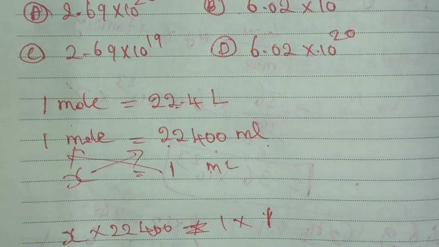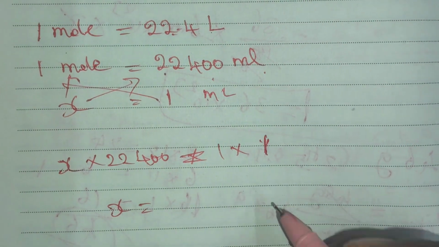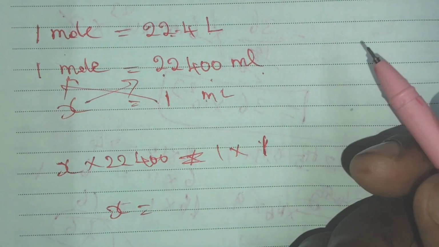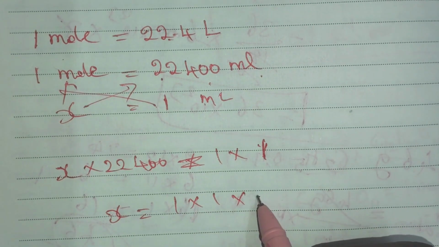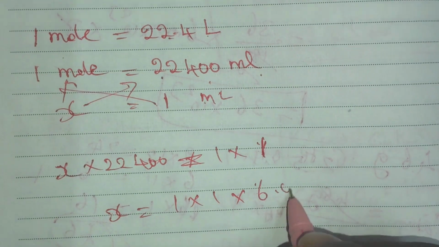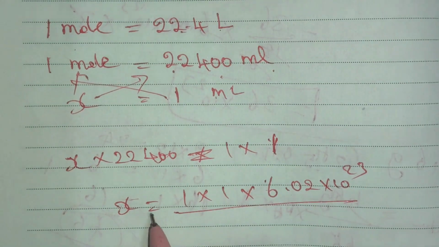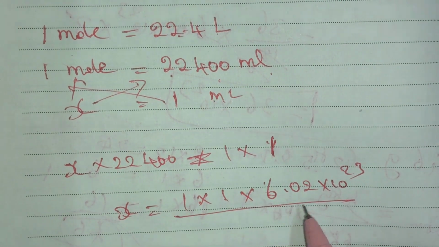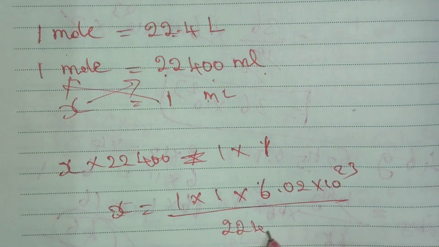Okay, so here x is equal to, actually 1 mole is equal to what? There is the Avogadro number. So we know that x is equal to 1 into 1 into the Avogadro number, 6.02 into 10 to the power of 23, divided by 22,400.